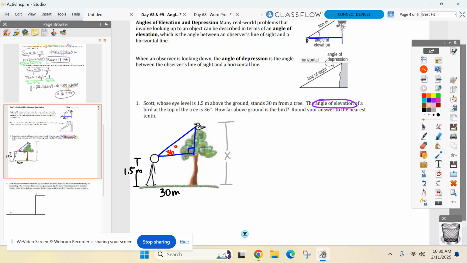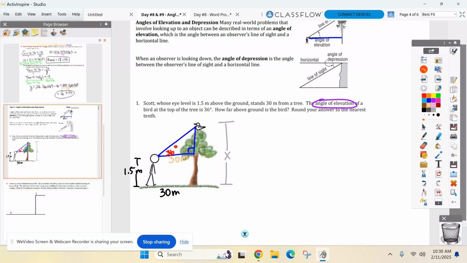Oh, well, there's a problem. I don't know any sides. Or do I? I need to at least have a side length to do sine, cosine, or tangent. Is there any side I know up there? Jacob? The bottom leg is 30 meters. Yep, remember he was 30 from the ground, so this leg here is also going to be 30 meters away.